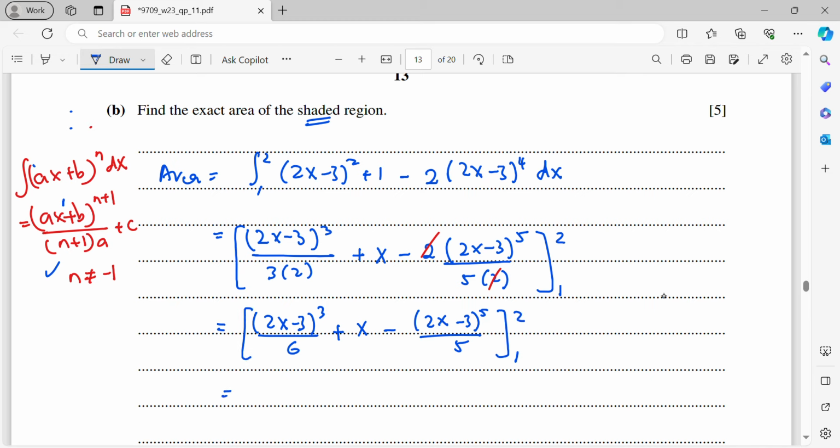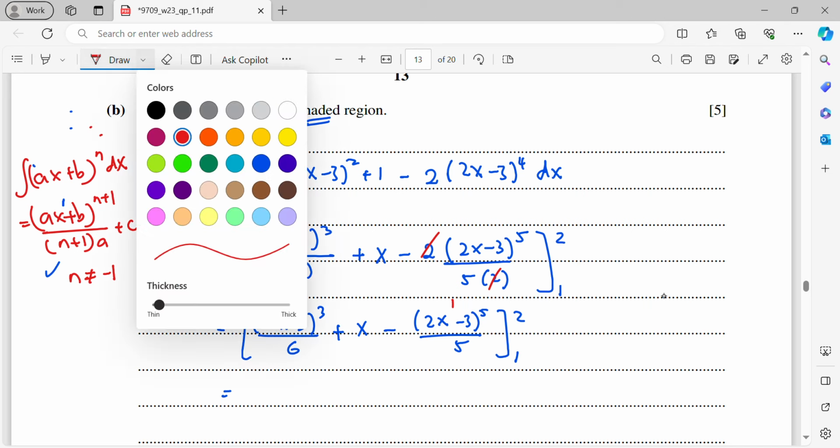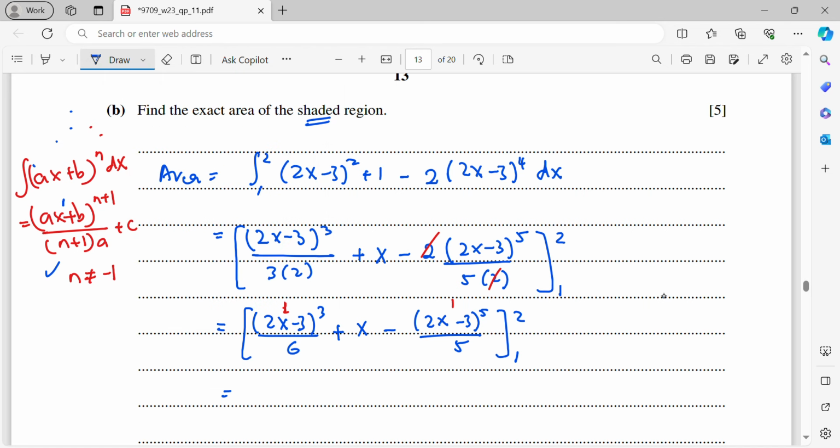Okay, so now replace x by 2. When you replace x by 2, 2 times 2 is 4, and 4 minus 3 is 1. That means both are 1. So I will write 1 cubed, which is still 1, so 1 over 6 plus 2 minus 1 to the power 5, which is 1, so 1 over 5. These are the values when x equals 2. And minus, when x is 1, 2 times 1 is 2, 2 minus 3 is minus 1, so minus 1 cubed is still minus 1. Then minus 1 to the power 5 is still minus 1.